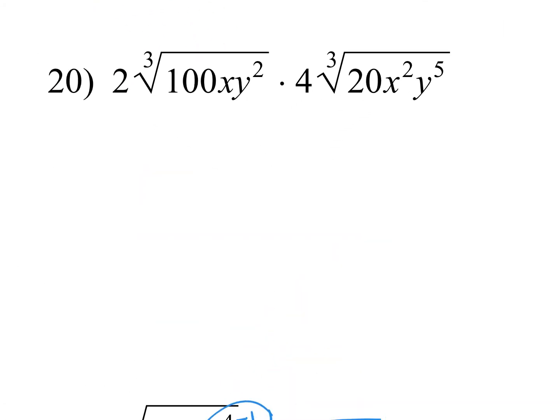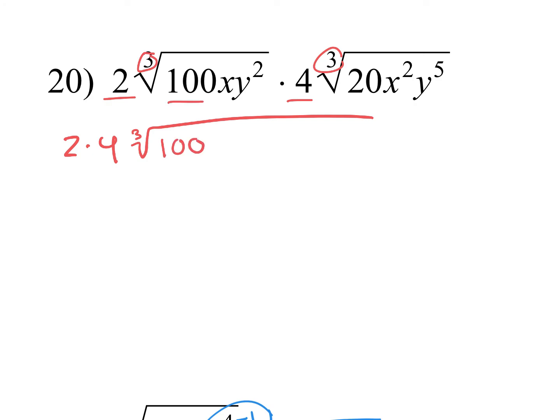All right, looking at number 20. So what if I have a number on the outside already? What do I do with it? I can multiply it with the other number, but it stays on the outside. If it's already on the outside, it stays there. So 2 times 4 will go on the outside. Can I combine my radicals together? Yep, because my indexes are the same. So this would be the cubed root of 120, because I'll put my numbers together.